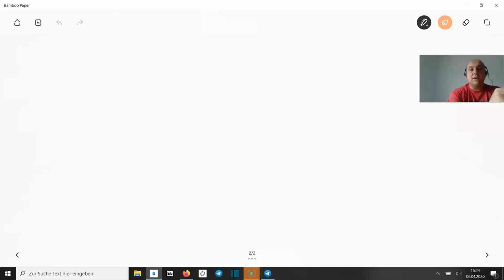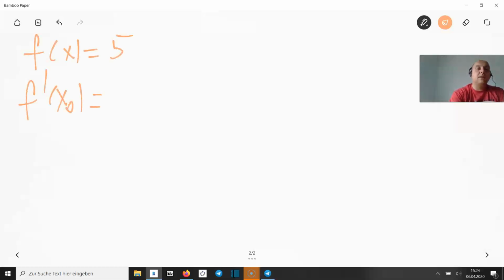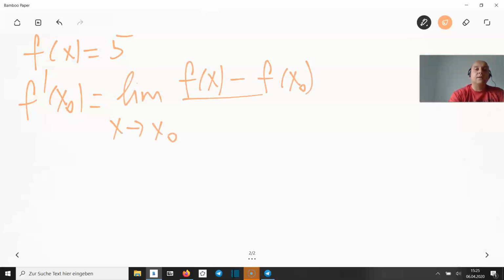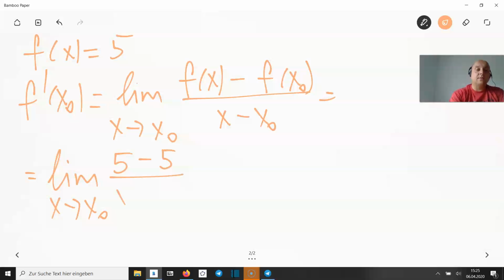What about the x method for the same function? f of x equals 5. So if we have a derivative, you see this is the limit x towards x0. We got f of x minus f of x0 divided over x minus x0. That would be a limit x towards x0. f of x is 5. f of x0 is also 5, divided over x minus x0.